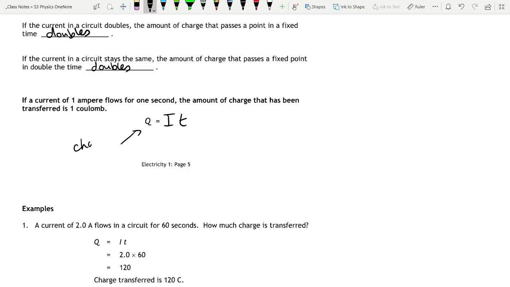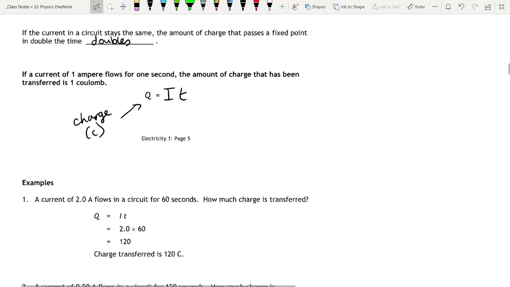Now you have to be careful with these questions because charge has to be in coulombs. Current has to be in amps. And time, which is the one that most people actually make the mistakes in, has to be in seconds. It's a nice equation to use, but you just have to watch your units.